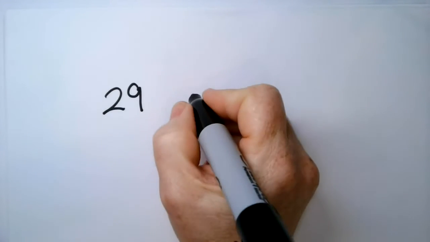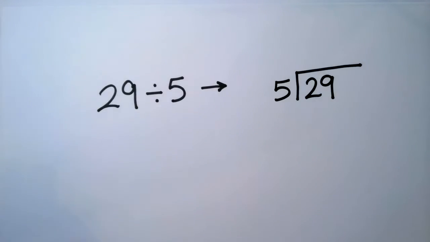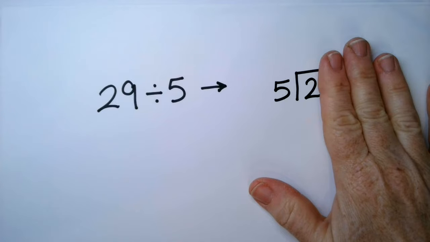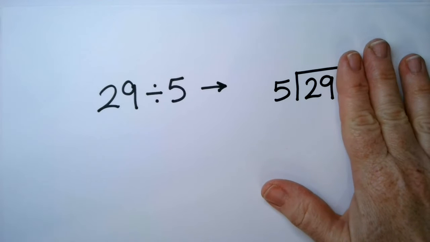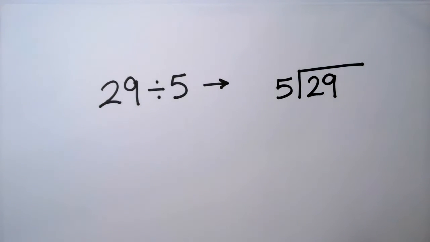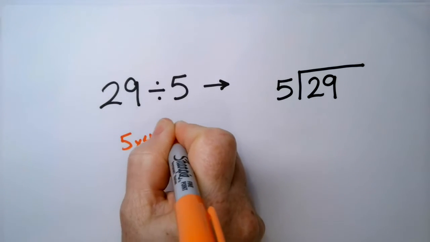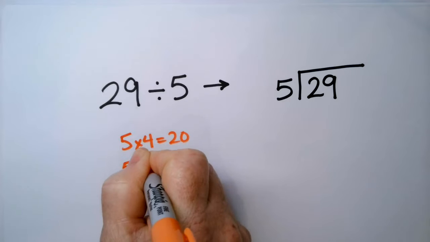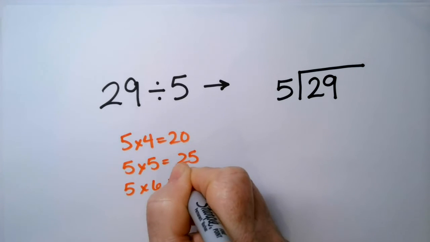29 marbles and 5 people. So you take your hand, and you go, 5 goes into 2, it doesn't, because 5 times 1 is 5, that's already bigger than 2. So then you expand out. 5 goes into 29, how many times without spilling over? 5 times 4 is 20. 5 times 5 is 25. 5 times 6, that's close, is 30.